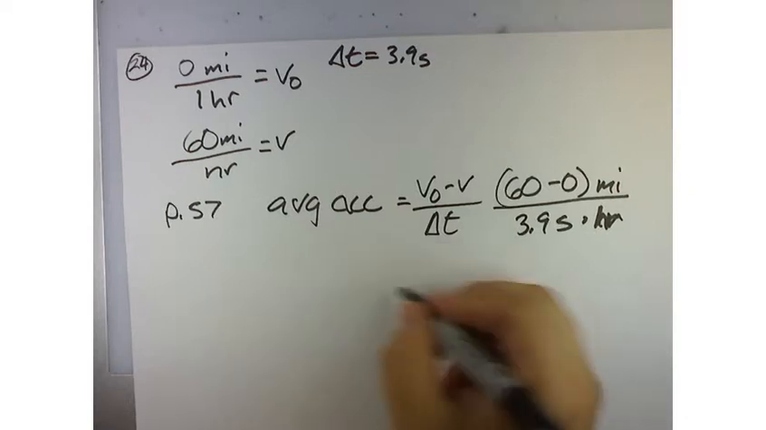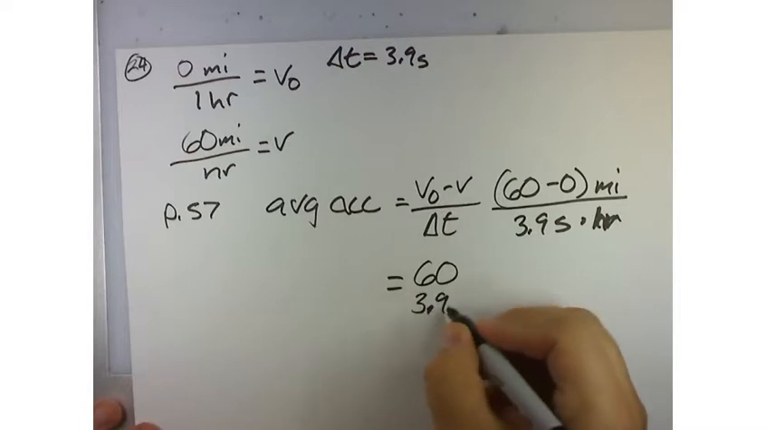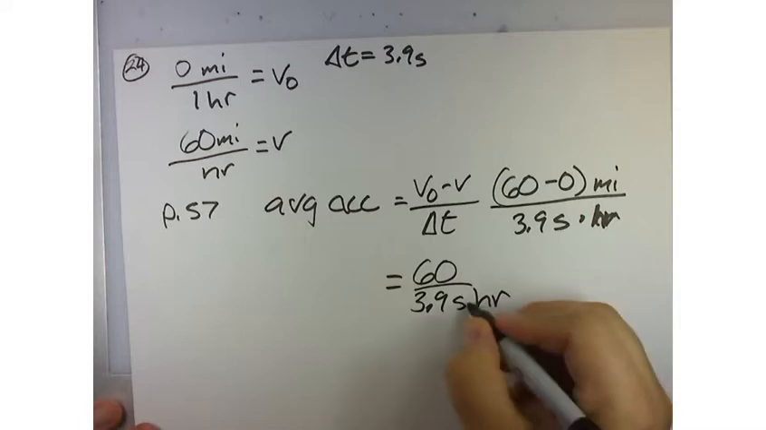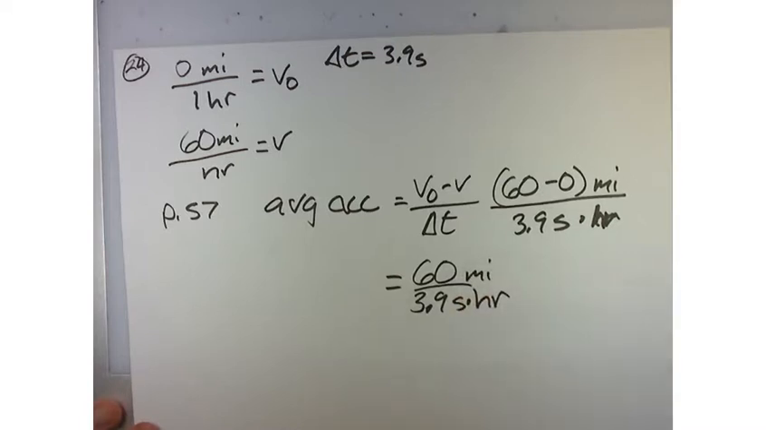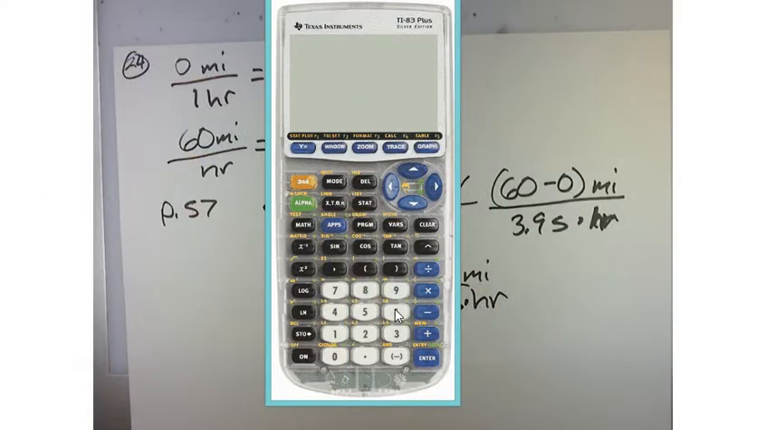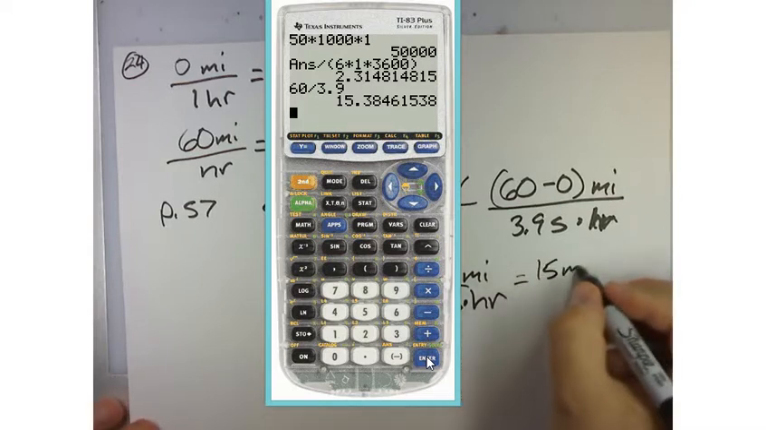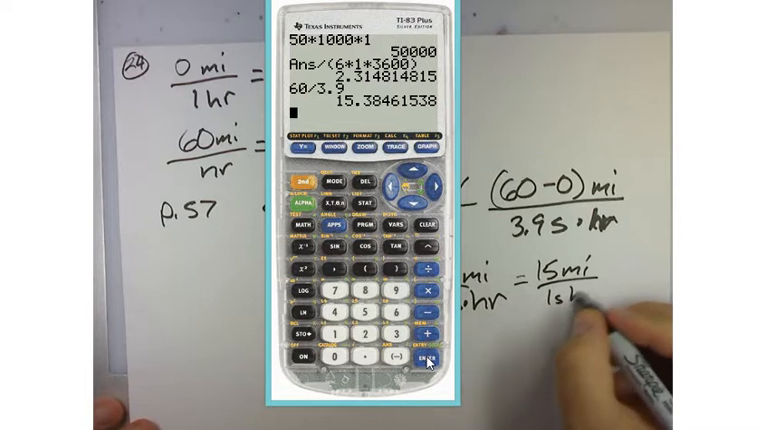So in the next step, what do I have? I have 60 over 3.9 second hours over miles. So if I plug that in the calculator, if I take 60 and I divide that by 3.9, I'm going to get 15.38, right? So this answer is 15.38 miles over 1 second hours.